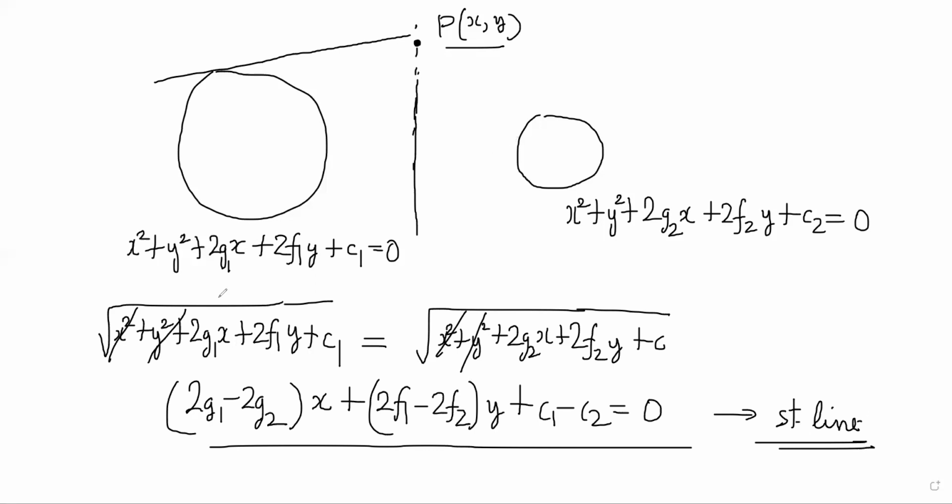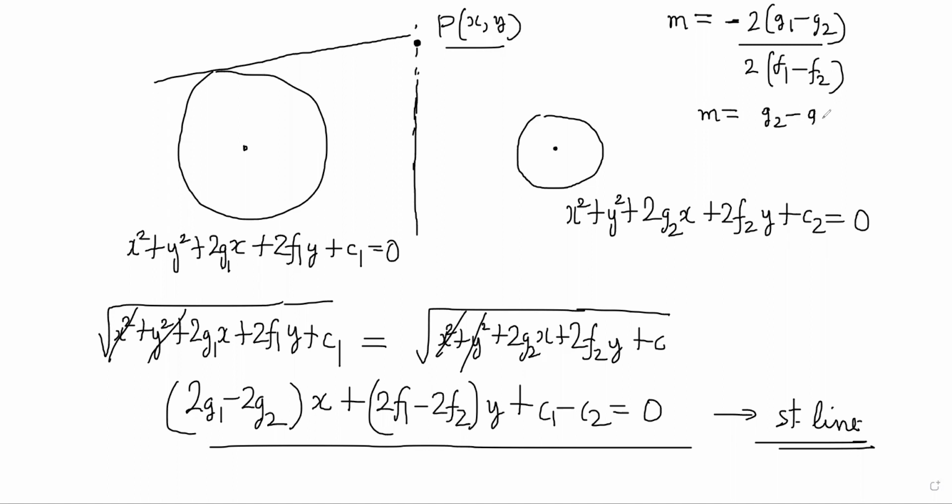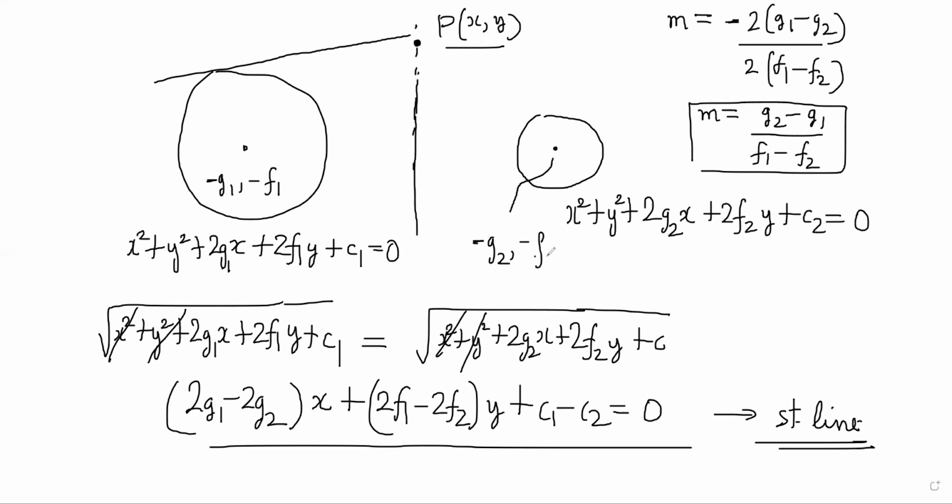And if you notice, there are some nice properties you can see here. What is the slope of this straight line? The slope is the negative of the coefficient of x by the coefficient of y, so minus 2 g1 minus g2 by 2 f1 minus f2. So the slope of this line is g2 minus g1 by f1 minus f2. And now check one thing. The circle center here was minus g1, minus f1, and here it was minus g2, minus f2.